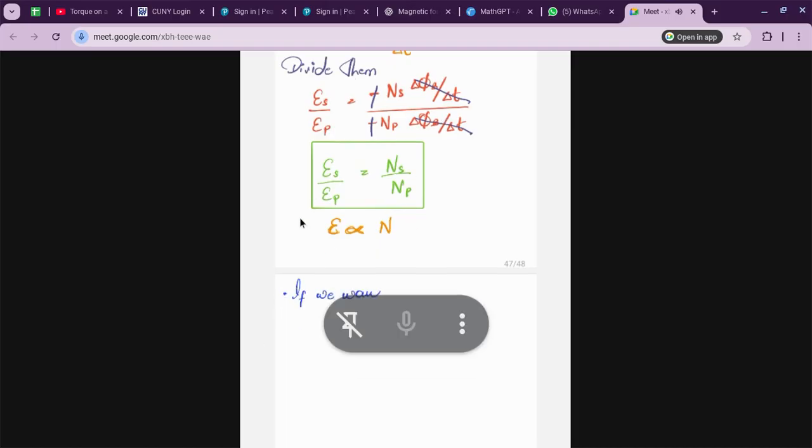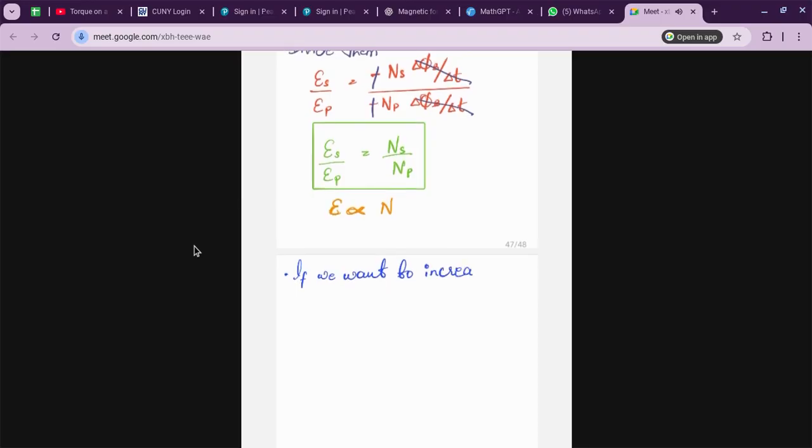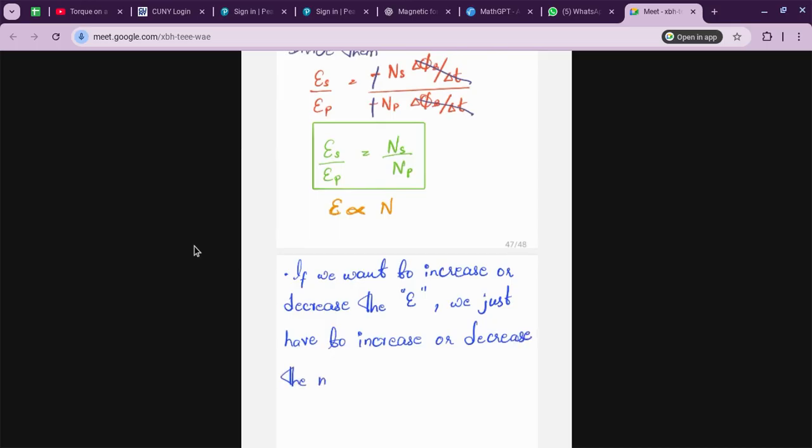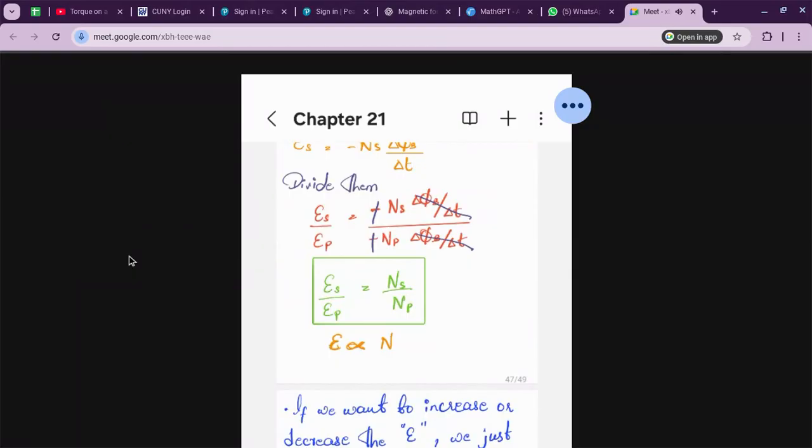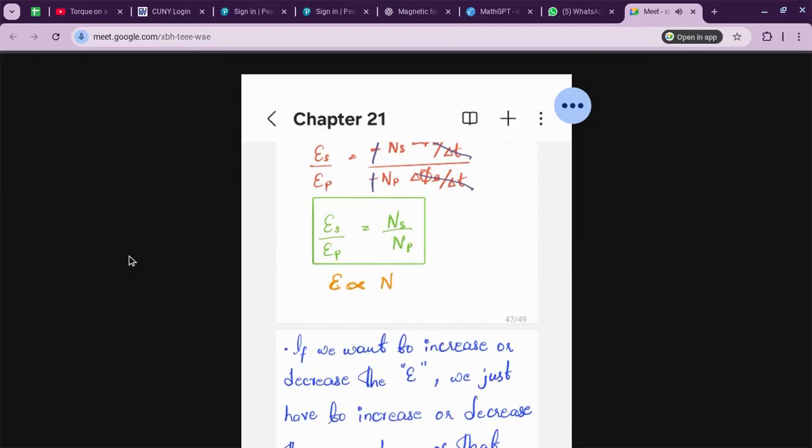If we want to increase or decrease the EMF, you just have to increase or decrease the number of turns of that respective winding. Okay, done. Do you get it?